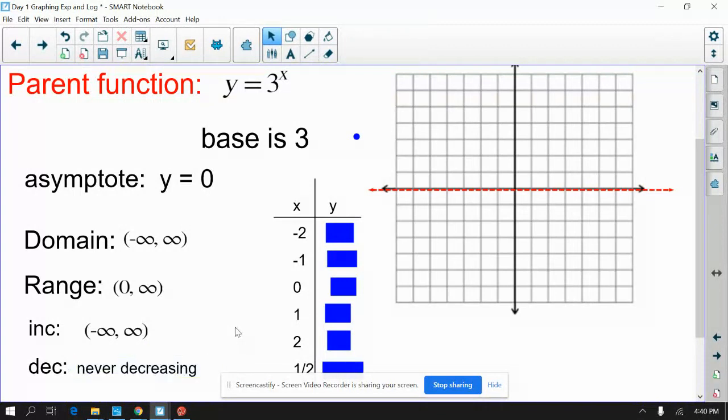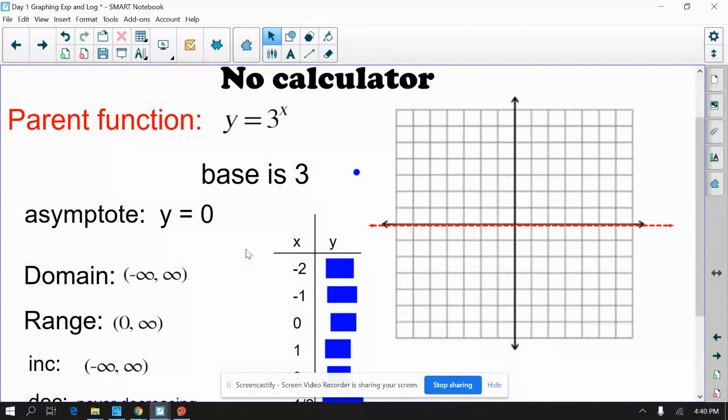So how do we graph this? Well, we have to be smart because we don't have a calculator. So 0 should be your favorite number. If x is 0, what's the result? What is 3 to the 0? 3 to the 0 is 1. So there is an ordered pair at (0, 1). When x is 1, well, what's 3 to the first? 3 to the first is 3. So there's another ordered pair at (1, 3).